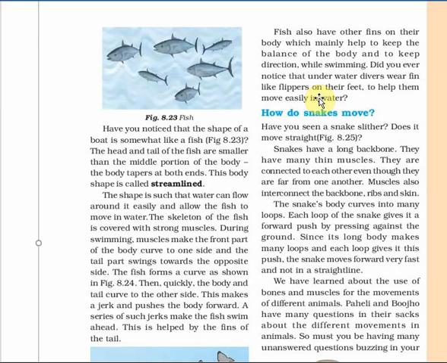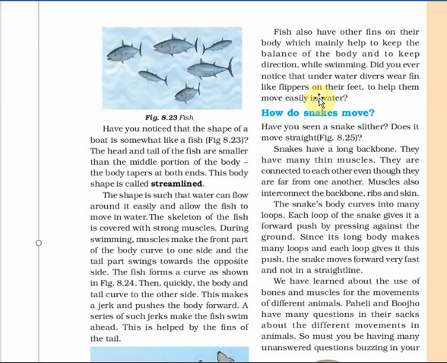Fish also has other fins on their body which mainly help to keep the balance of the body and to maintain direction while swimming. So these are the adaptations of fish, how it can swim easily in water.